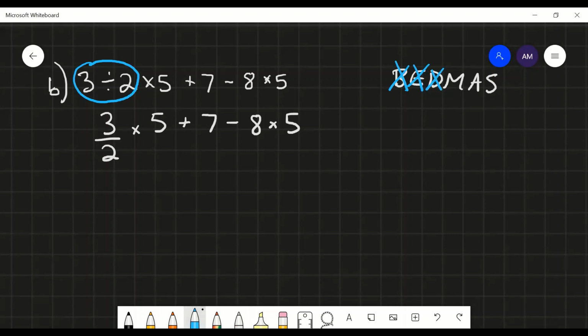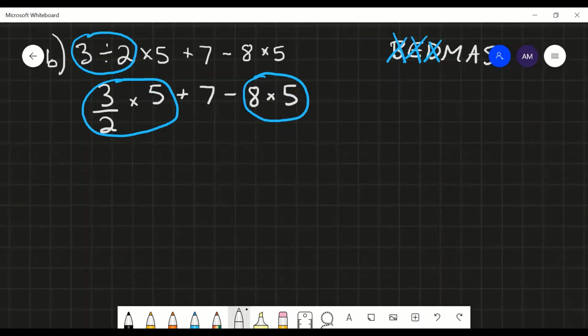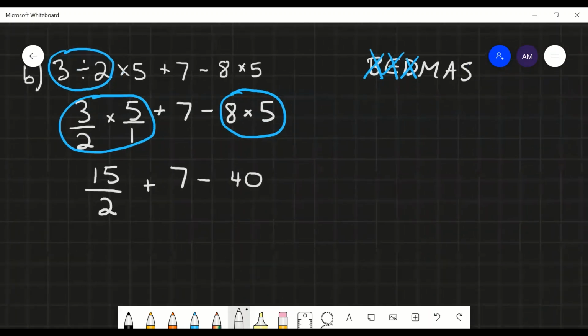Are there any multiplications? Yes, there's one multiplication right here, and there's another multiplication right here. I'm going to do both of them in the same step, although you could take your time and do one multiplication per step. 3 over 2 times 5, well, this is a fraction, so we need to turn the 5 into a fraction by putting it over 1. And then 3 times 5 is 15 over 2 times 1, which is 2, plus 7 minus, well, what's 8 times 5? That's going to be 40. Now we've finished all the multiplications.